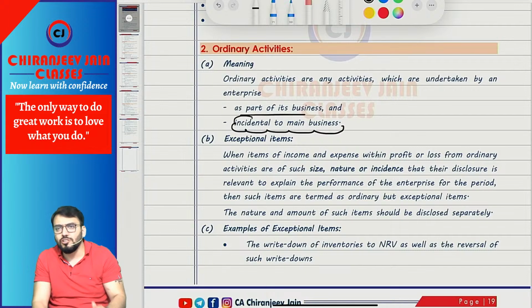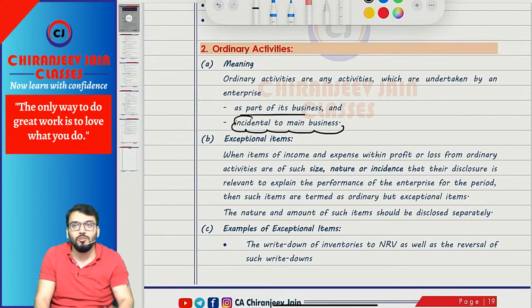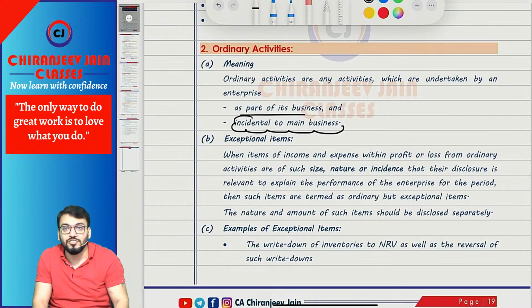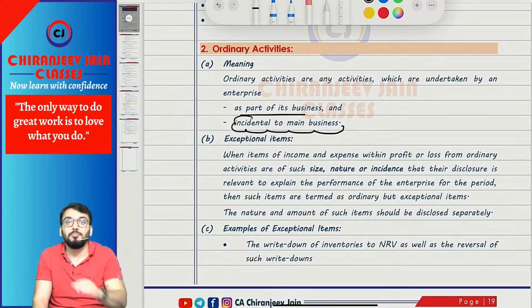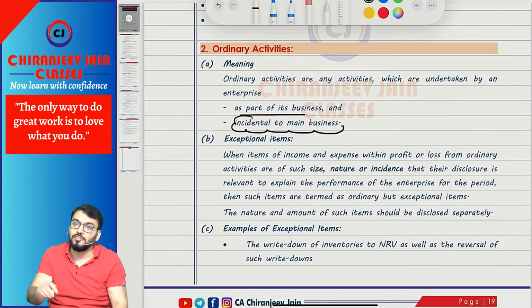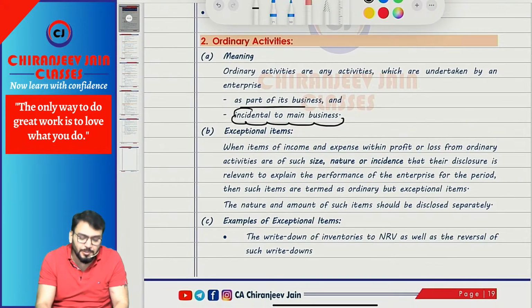Due to business we need to incur some incidental expense. For example, some customer may file a case against me. You will not file a case against me, I know, but in other businesses a customer may file a case. In that case we need to pay some compensation to the customer for breach of contract, etc. So that is incidental to business. Or we may pay some compensation to an employee. That is also incidental to business. So that will also be part of ordinary activities. Correct. So ordinary activities understood.